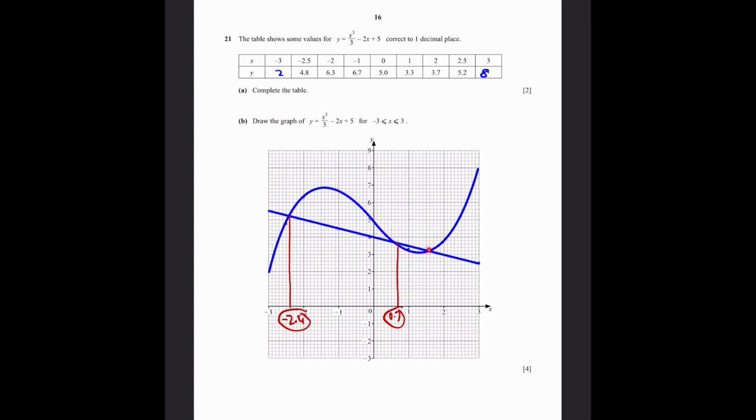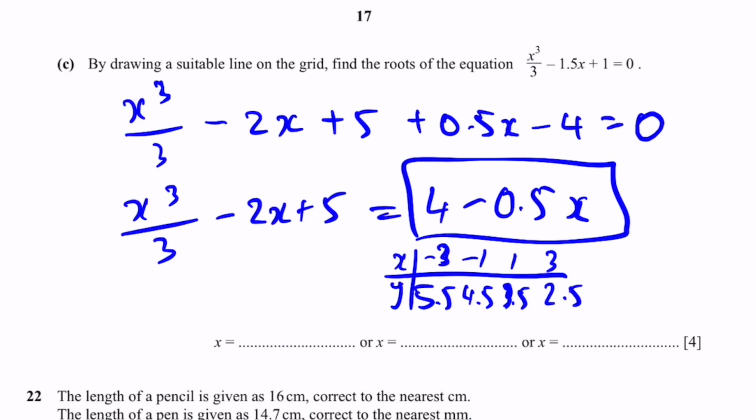And now for the last one, it's going to be 1.5. Once again, it does look like 1.6, but if I drew it with a thinner line, it would be 1.5. So these three are the correct answers. If your answer is anywhere very close to these, it is still correct. Minus 2.4, 0.7, 1.5. Let's go to question 22.